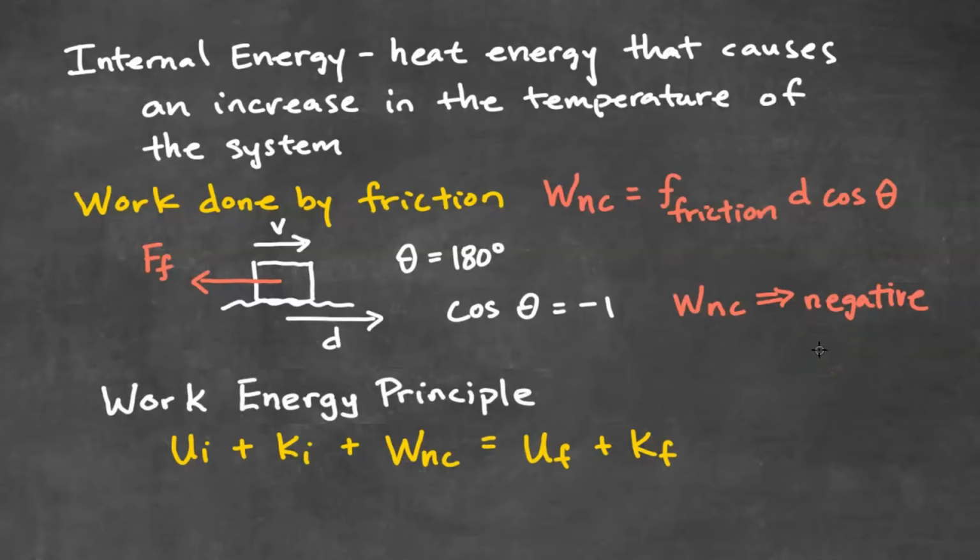And although mechanical energy is not conserved, we can still use the work-energy principle when we're dealing with work done by non-conservative forces. Ui, the initial potential energy, plus Ki, the initial kinetic energy, plus the work done by the non-conservative force, in this case friction, is equal to the final potential energy plus the final kinetic energy.